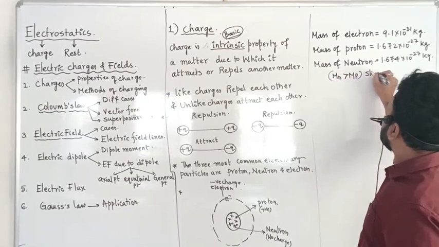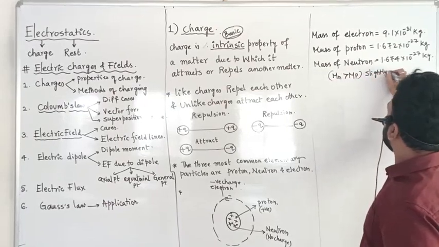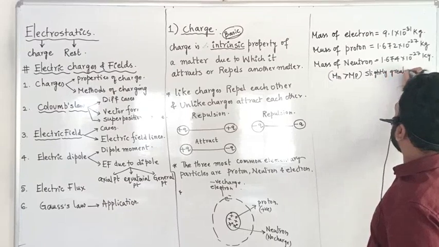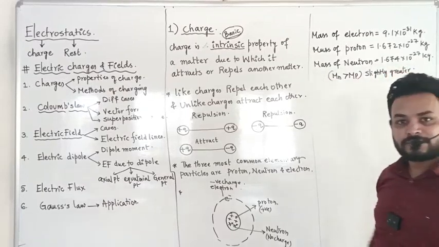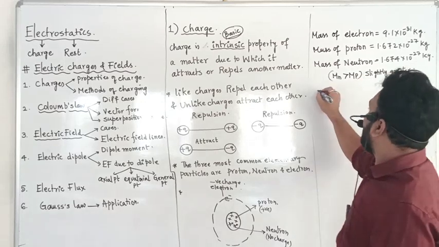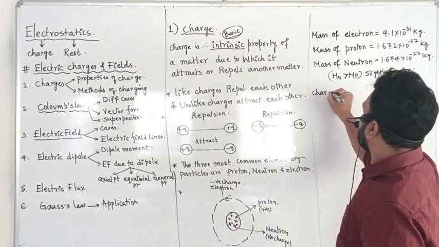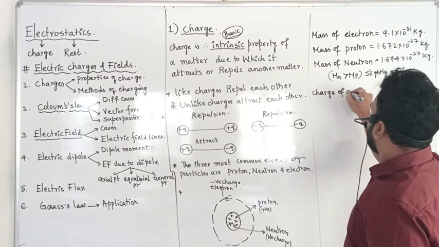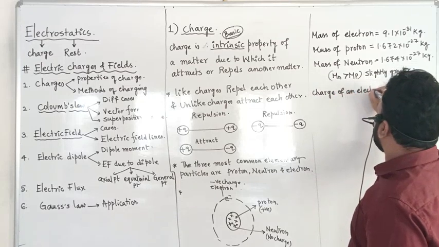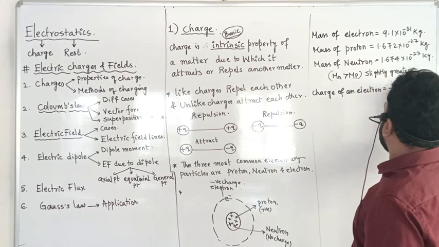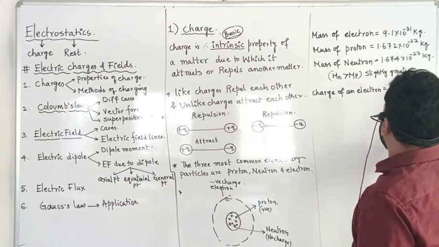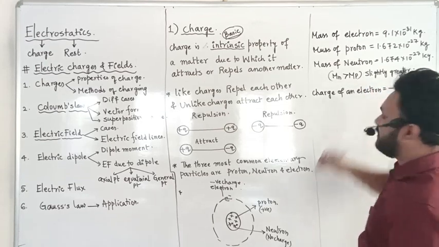Slightly greater than the mass of a proton. Correct? So now if I ask what is the charge of an electron? The charge of an electron is negative. So we will say minus 1.6 into 10 to the power minus 19 coulomb.